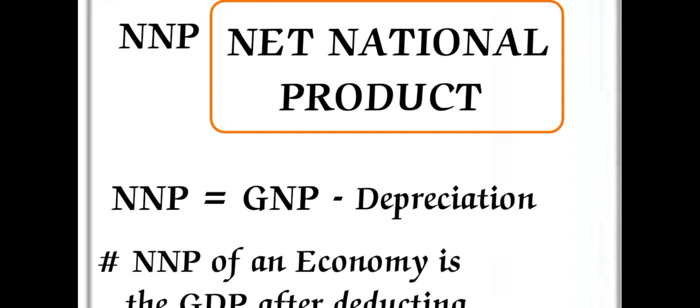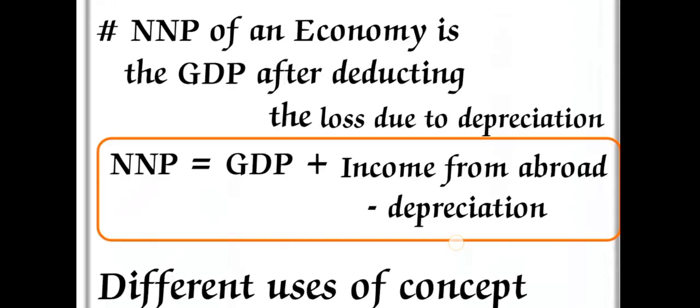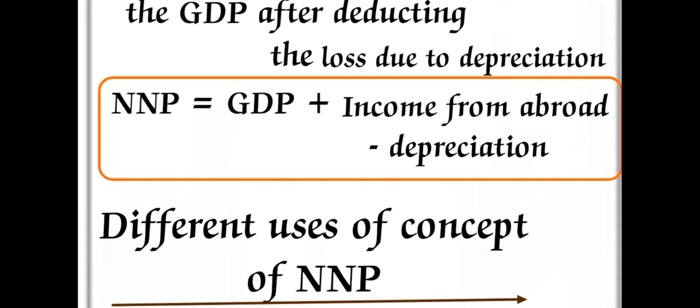Here NNP means GDP after deducting the loss due to depreciation. So it is the GDP after deducting the loss due to depreciation. So NNP equals GDP plus income from abroad minus depreciation.